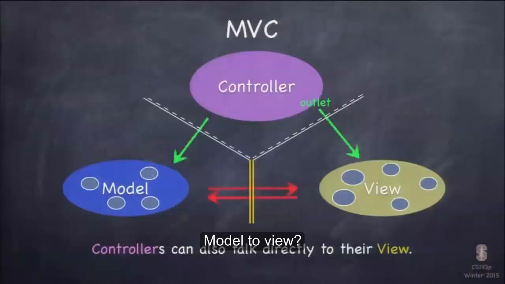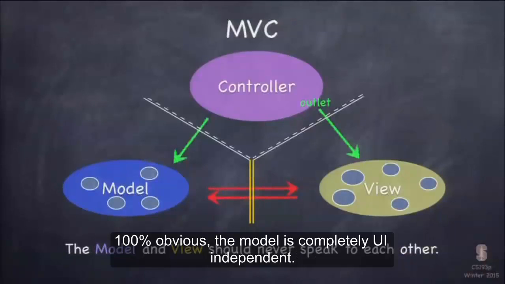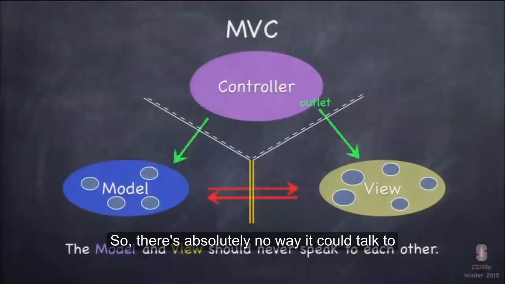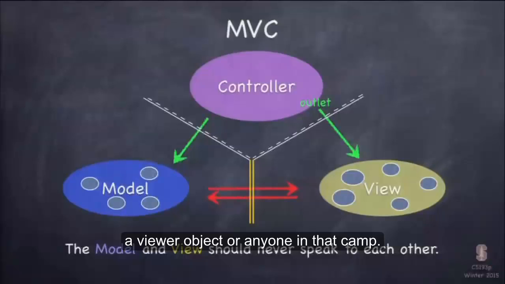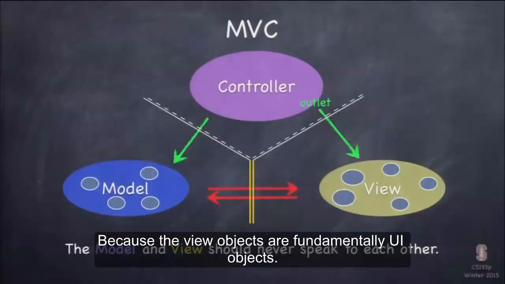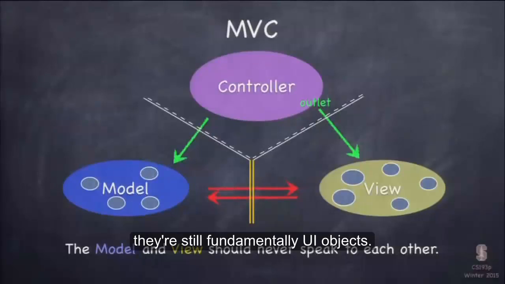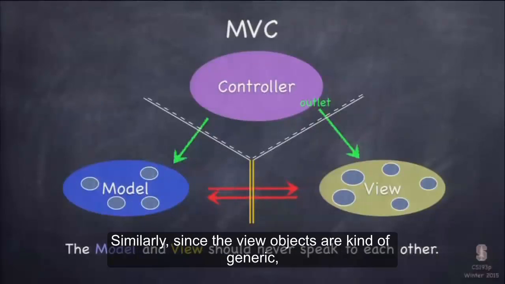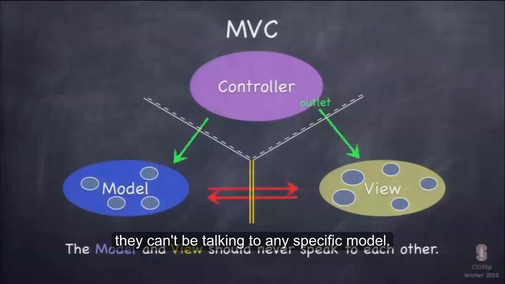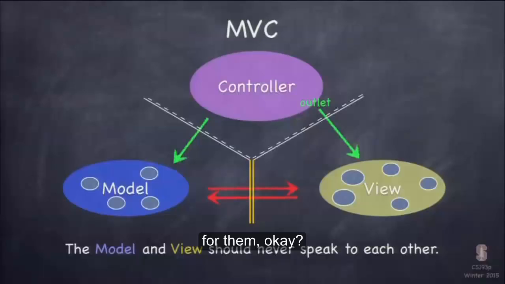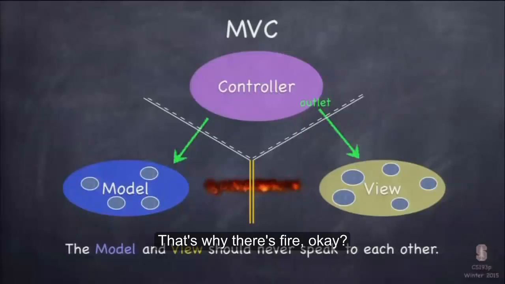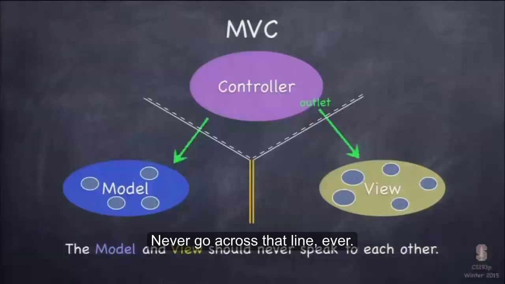What about this communication, model to view? Never. And why is that? 100% obvious. The model is completely UI independent, so there's absolutely no way it could talk to a view object or anyone in that camp, because the view objects are fundamentally UI objects. They're kind of generic, but they're still fundamentally UI objects. Similarly, since the view objects are kind of generic, they can't be talking to any specific model. They need a controller to interpret a model for them. So there's never any communication this way. That's why it's a double yellow line. That's why these lines are red. That's why there's fire. Never go across that line, ever.